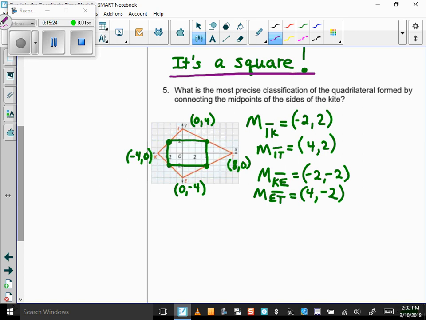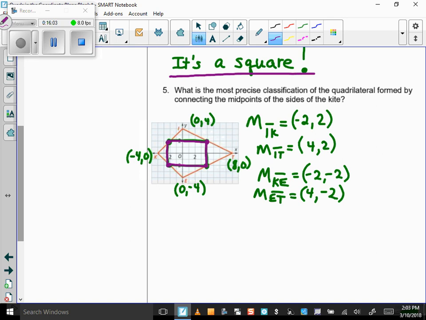Okay, and then number 5, oh, I told you I didn't do this one. So what you want to do right here, it says, what's the most precise classification of the quadrilateral formed by connecting the midpoints of the sides of this kite? So take a minute there. You can see that I have used the midpoint formula in my head, which is not always a great idea. First thing I did is I found the midpoints of all 4 sides with the midpoint formula, and then I sketched them in. So if you need to pause for a second and do that, then please do, because you want to have a good picture.